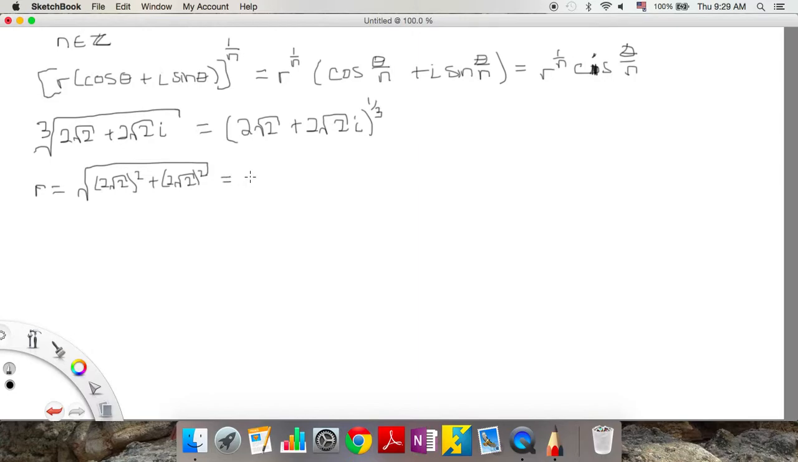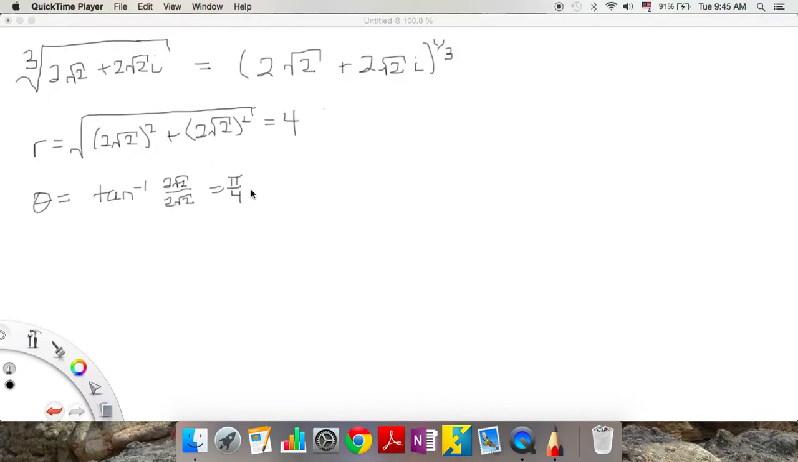And we calculate that out and we get 4. And our theta is the inverse tangent of the imaginary part divided by the real part. We look at this and we say, okay, both are positive. We're in the first quadrant. So when our calculator gives us, or when we realize from the unit circle, that the answer is pi over 4. So we have our theta is pi over 4, and we have our r is 4.